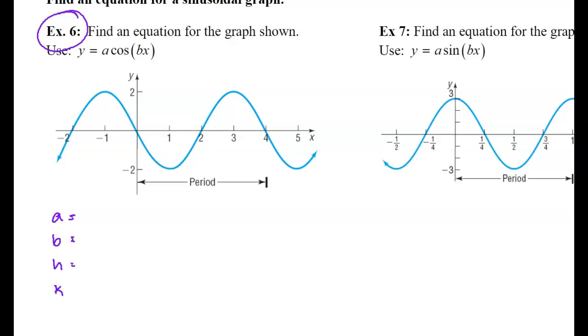So on this graph, our A value is from the center line to the max. So here, from the center line to our max is 2. Our A value is 2. Our B value, now this is a little bit harder to find.